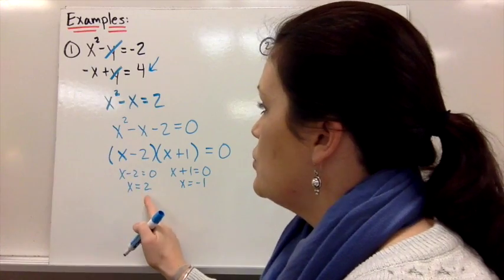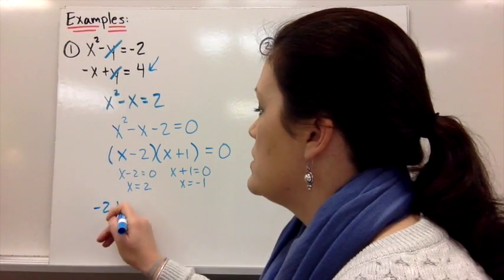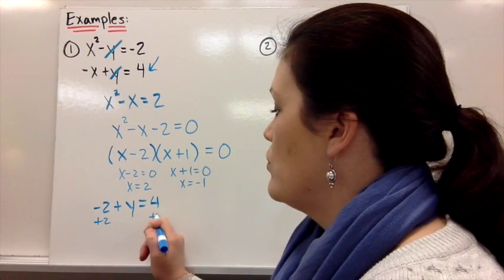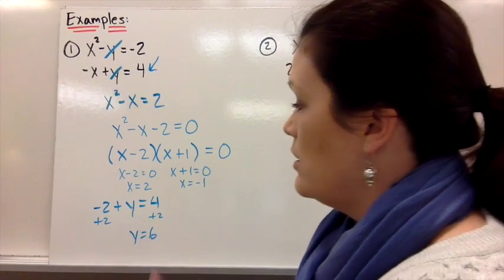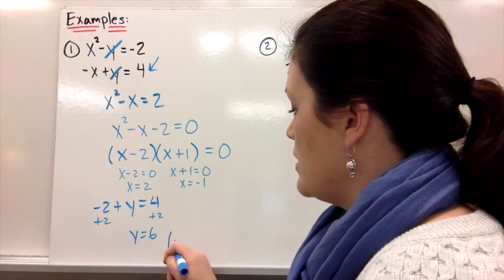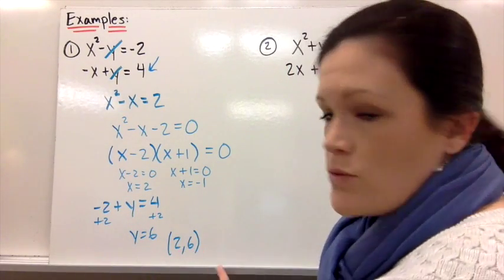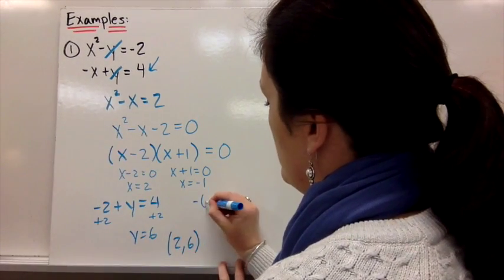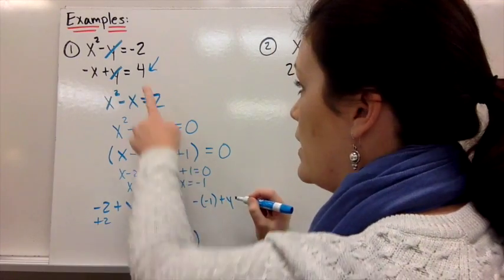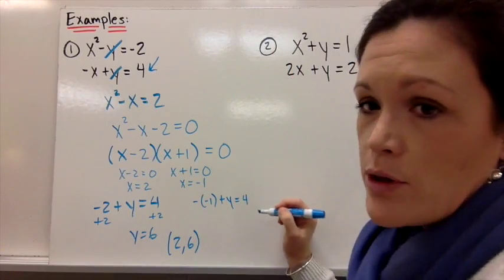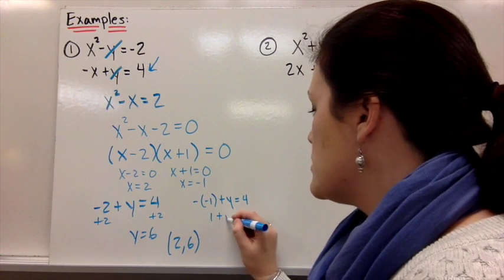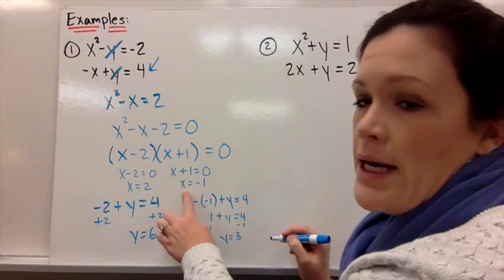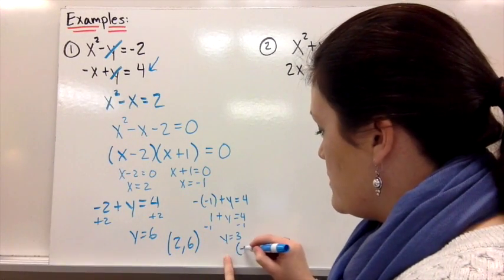So I'm going to plug in 2 for x. So negative 2 plus y equals 4. If I add 2, y would equal 6 when x is 2. So that would be the coordinate (2, 6). So that's one solution. And then I'm going to plug in x equals negative 1. So negative 1 plus y is equal to 4. You can use that same simple equation to plug it back into. So 1 plus y equals 4. I could subtract the 1, and I get y equals 3. So when x is negative 1, y is 3.